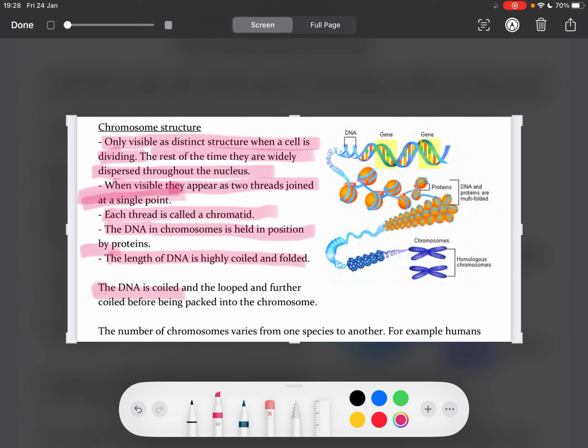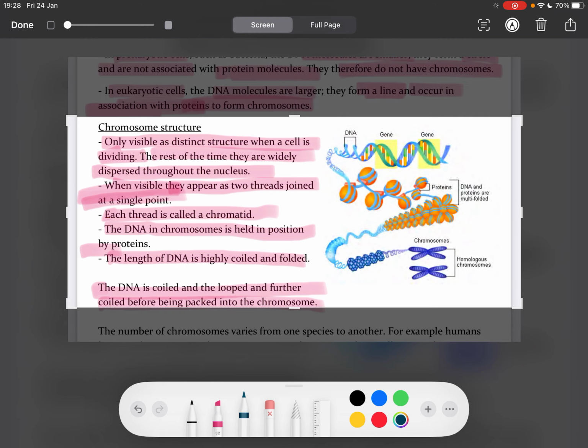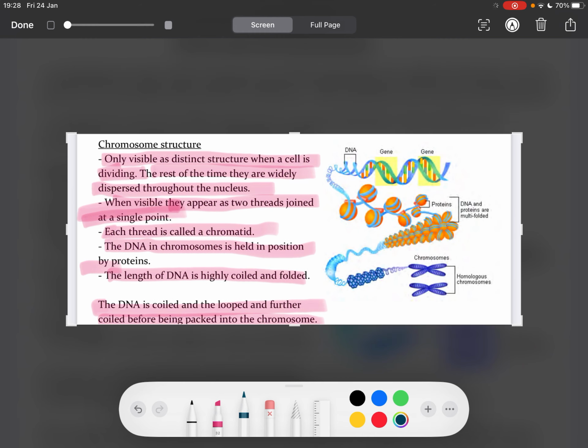Basically, the DNA is coiled and then looped and further coiled before being packed into the chromosome. The number of chromosomes varies from one species to another. But before we go to this part, let me just tell you more about the chromosome structure.